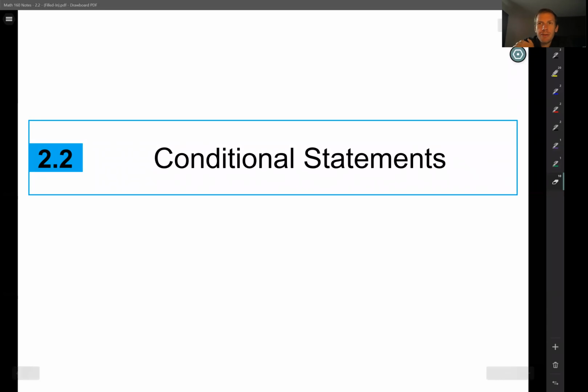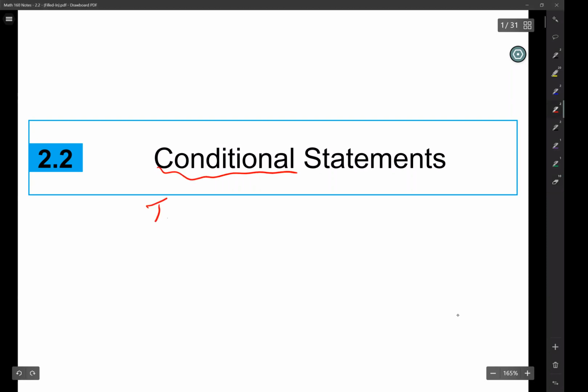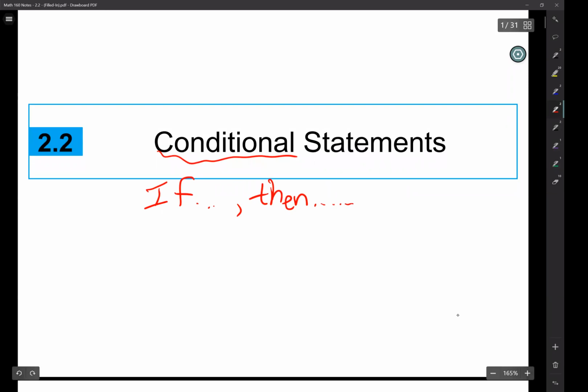There we go. So here we go about conditional statements. What we care about here is that we're going to be learning how to express things in if-then. A conditional just means that we're saying if something, if blah, blah, blah, then something else. And we use it all the time in normal everyday language, so it's really good to be able to talk about it in terms of logic.